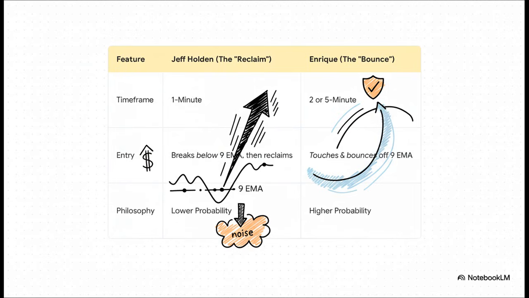Then you have Enrique. He's a bit more patient, trading the bounce on the 2 or 5-minute chart. He wants to see the price come down, touch the 9 EMA cleanly, and bounce right off, proving that the buyers are still 100% in charge. So you see the trade-off, right? Enrique's style is higher probability because he waits for that clean confirmation. But Jeff's aggressive entry, it often gives him a way better risk to reward on the trade.